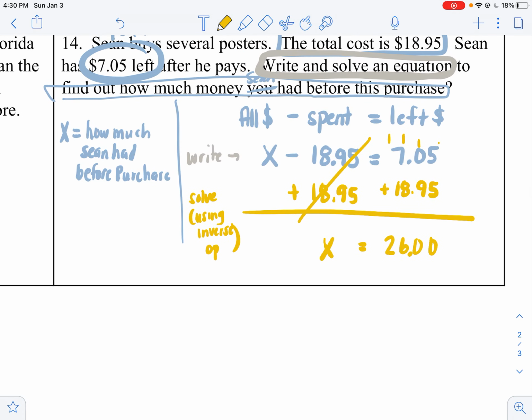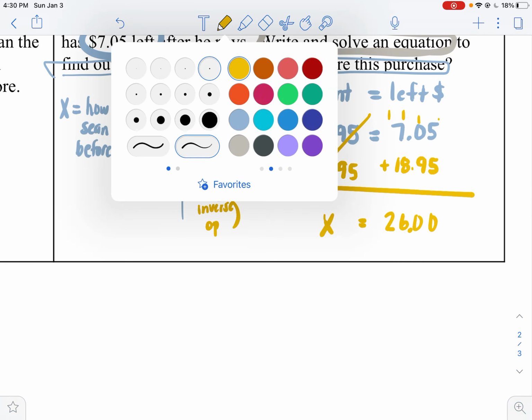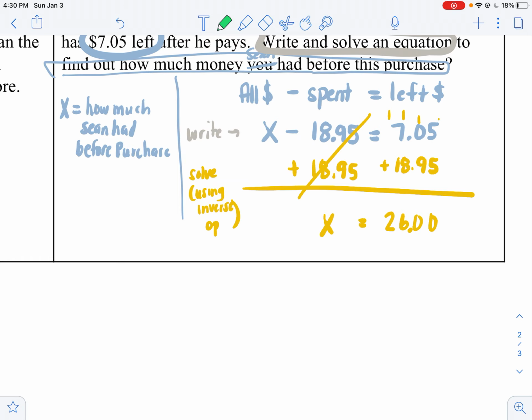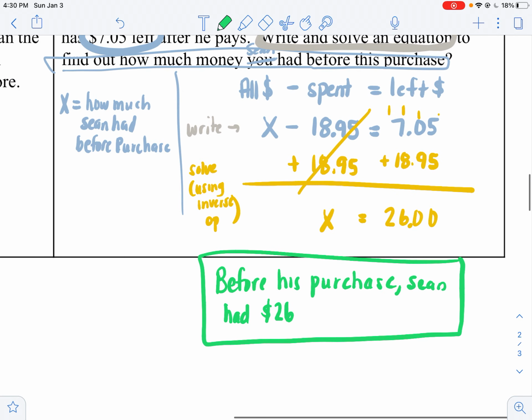Okay? So if I said, find out how much Sean had before his purchase, you wouldn't say to me, x equals 26. Okay? What you would say is $26. Or you can write this in a complete sentence by saying, before his purchase, Sean had $26. Okay? It's always important to make sure you clarify your answer at the end with a sentence.